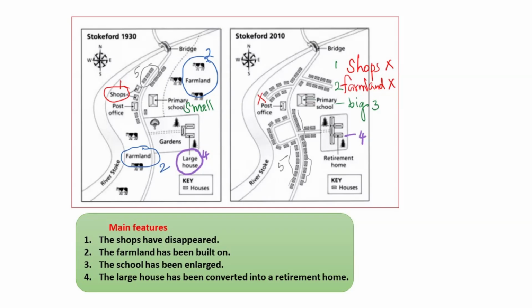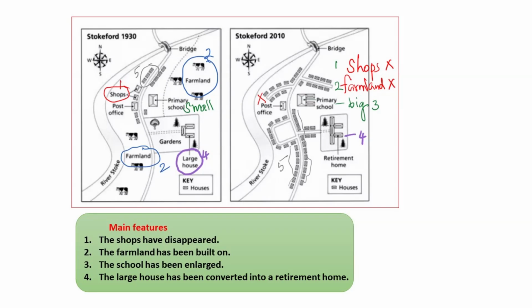This first map describes Stockford in 1930 and the second map 2010, like an 80-year period. So what has happened here? Number one, the shops. See, I have circled in red. They are not found in the second map, so they have disappeared. Number two, the farmland, like the farmland on the northeast and in the south, both have disappeared. And on the farmland they have built houses, so it becomes a residential area.